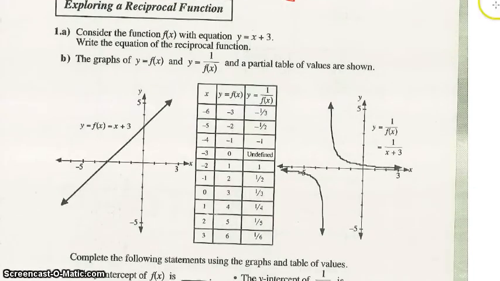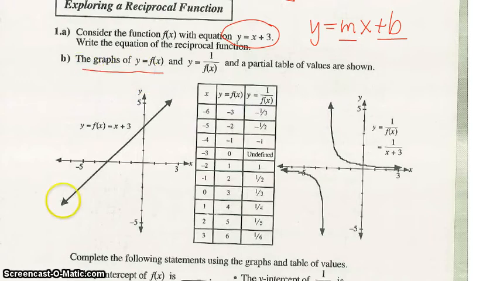Exploring reciprocal function. Consider this function, y equals x plus 3, a linear function. Every linear function has this form where you read the y-intercept, which is 3 in this case, and you read the slope, which is 1. So let's graph it. The graph of f of x is given. The linear function is a straight line. The y-intercept is at plus 3, and you have a straight line.